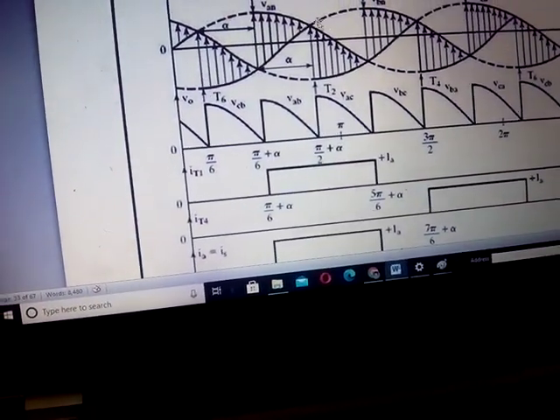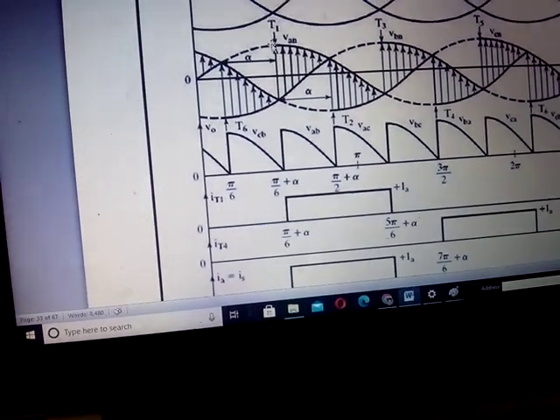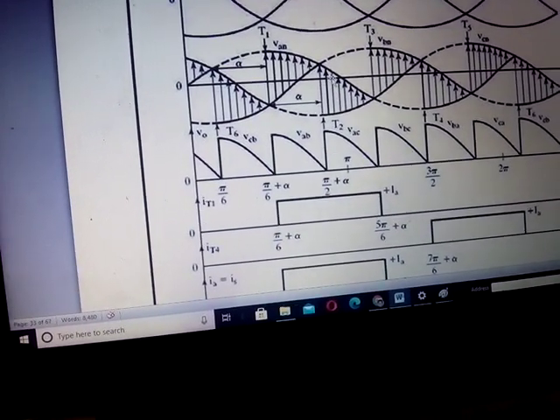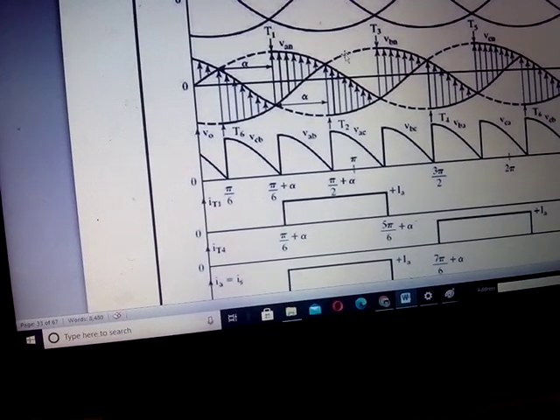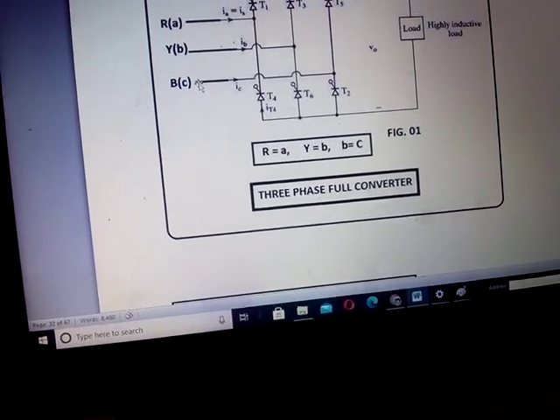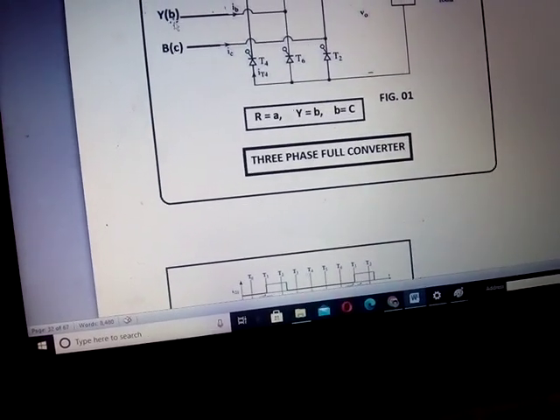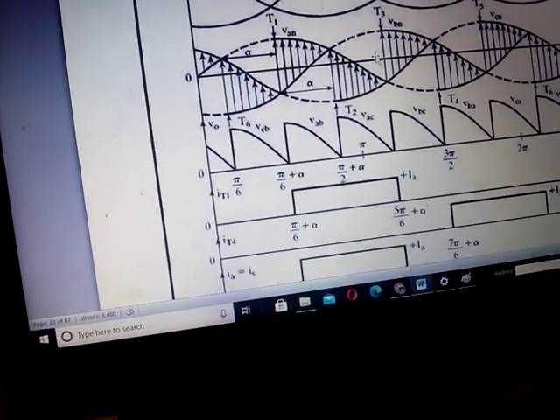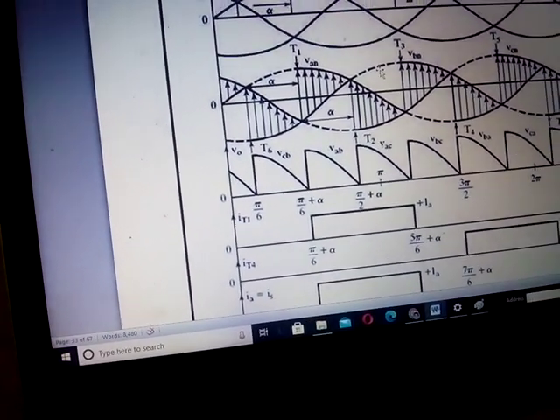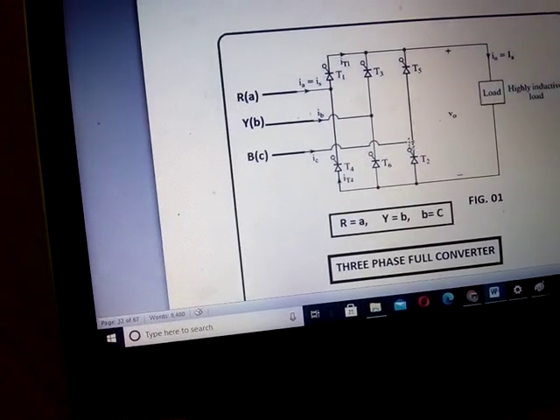Now, the points B and C. See here, B is at a higher potential than C. This is the A curve, this is B, this is C. Here, B is at a higher potential than C. And when you fire T2, C will be at a lower potential, since this is in the lower side. So the cathode has a lower voltage now, so this can be fired.